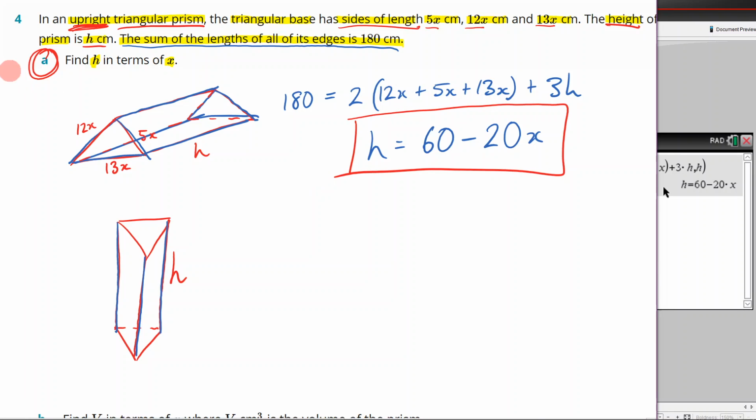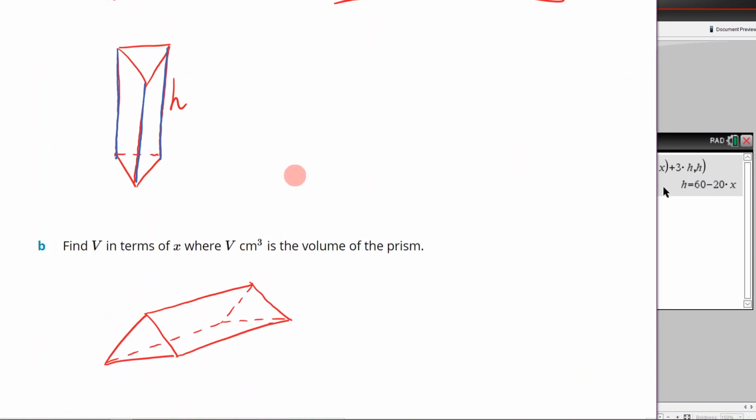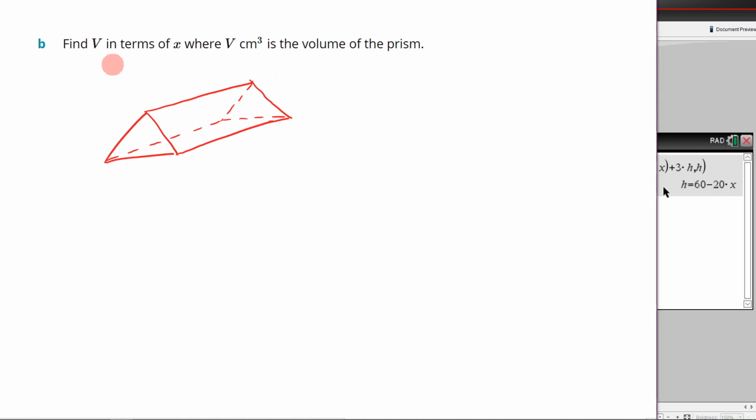Now, as I said, in part A we've actually drawn this incorrectly, but it still allowed us to get the right answer. But now when we come to part B, it says find the volume in terms of x, where V centimeters cubed is the volume of the prism. I've just redrawn it here, and this is what we said it looked like above. We said that this was 5x, this was 12x, and this was 13x. Now, if we wanted to find the volume of this thing, what would we have to do? Well, you'd find the area of the triangle, and then once you've found the area of the triangle, you'd multiply it by h, and that would give you the volume.